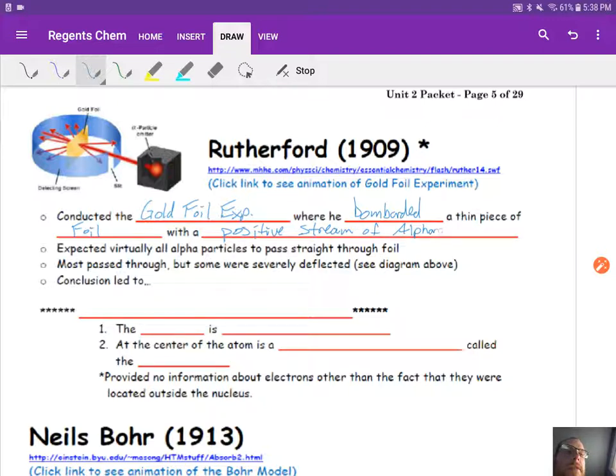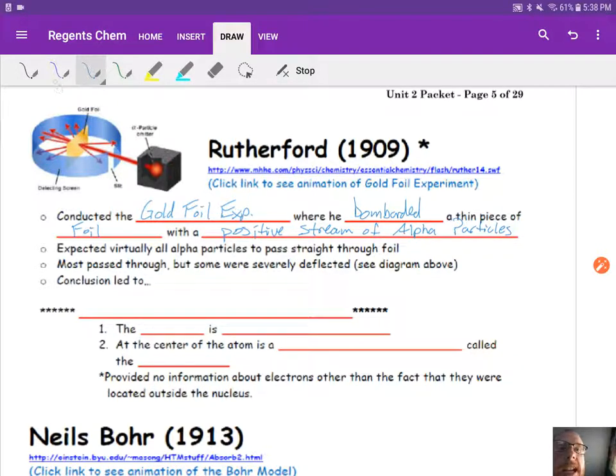Alpha particles are just helium atoms. We will talk more about those at the end of the year in our nuclear unit. But they're positive. So he took all these positives and he shot it through there. He didn't expect the results that he found. They all, or most all, of the alpha particles passed straight through the foil. Okay, most passed through, but some were deflected, and that's what this diagram is showing.